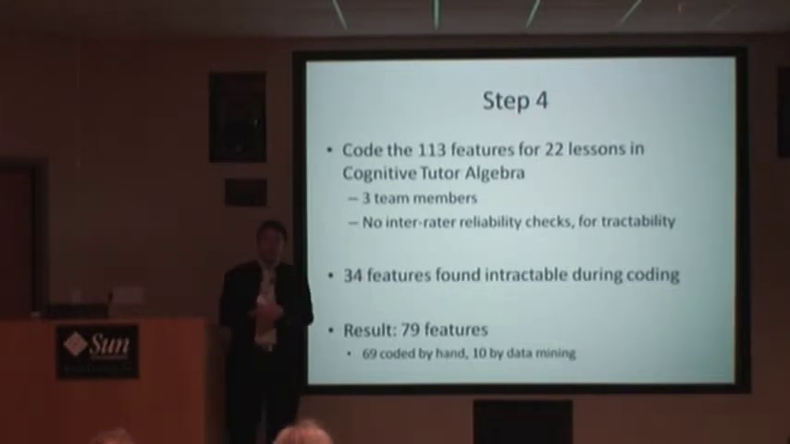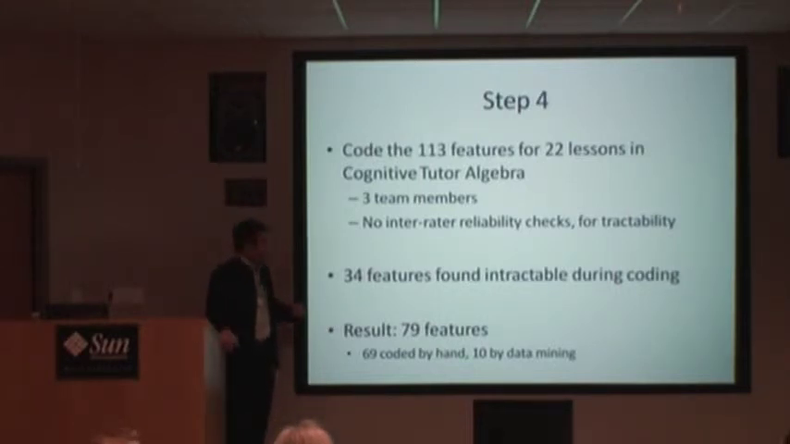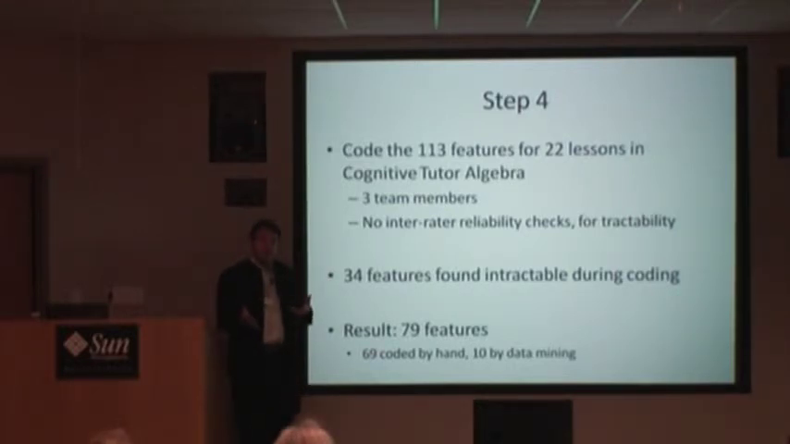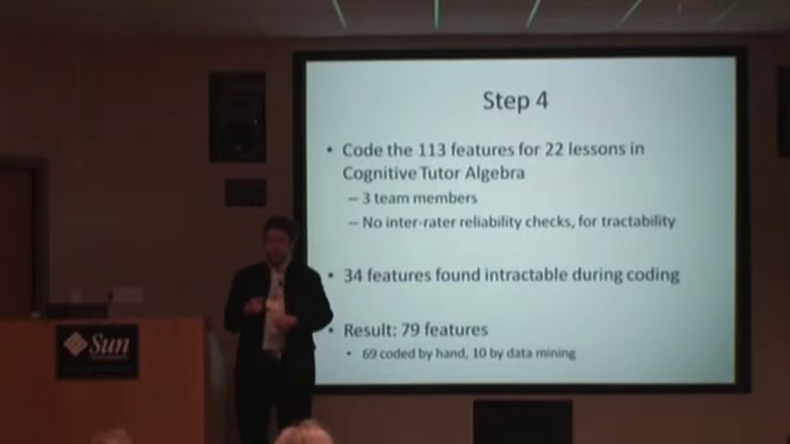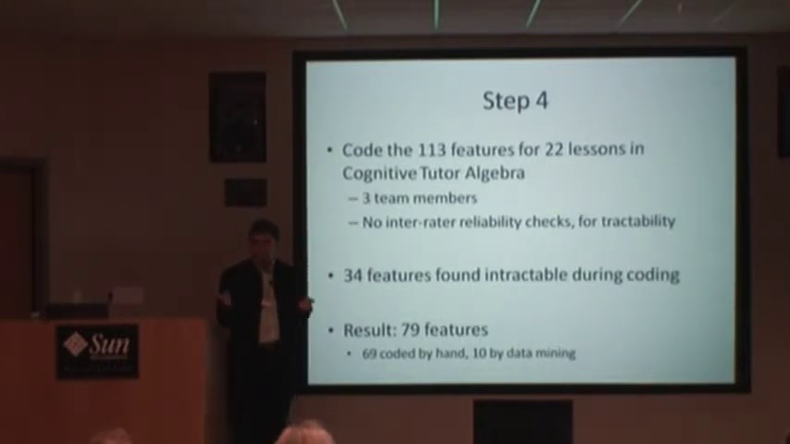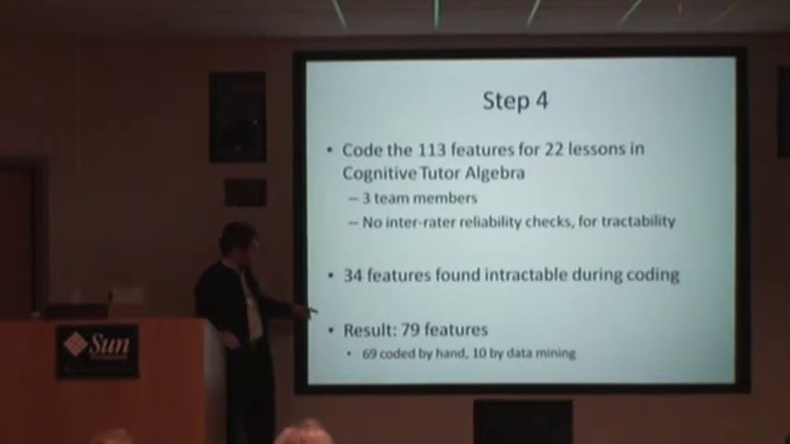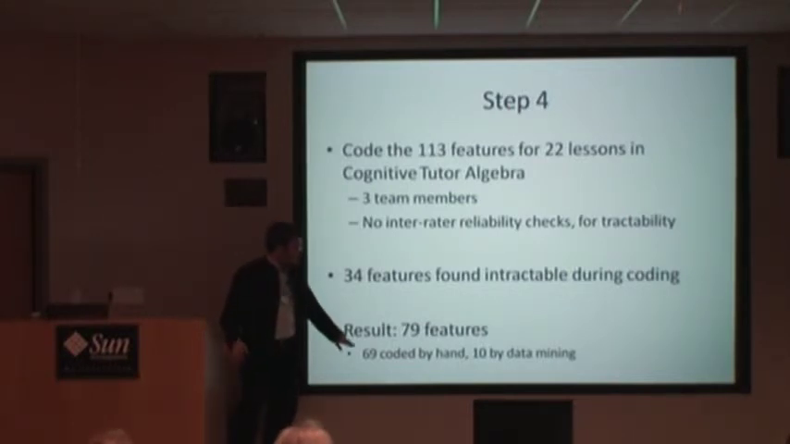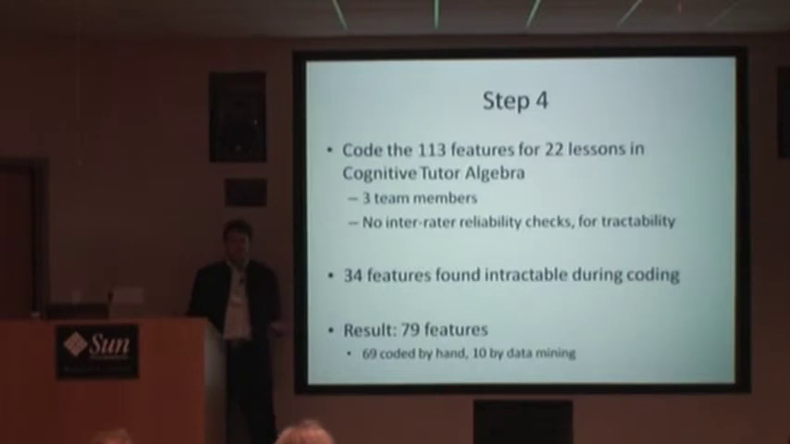It's a lot of work to do inter-rater reliability checks for 113 features if, say, three of them turn out to be significantly associated with the construct at hand. And 34 features actually turned out to be intractable during coding. While we didn't do formal inter-rater reliability checks, we still had sessions where team members would do a few together and make sure they agreed, and then do another session, kind of standard practice. And if they couldn't converge after a couple sessions, we threw the feature out because it was just going to be too much work. The result was 79 features. 69 were coded by hand, 10 by data mining.